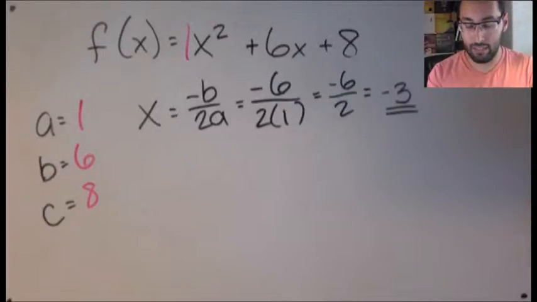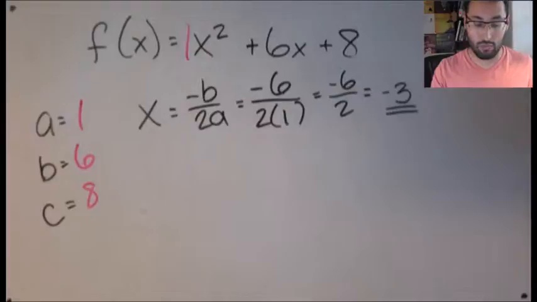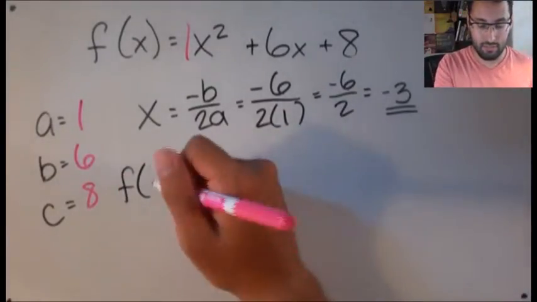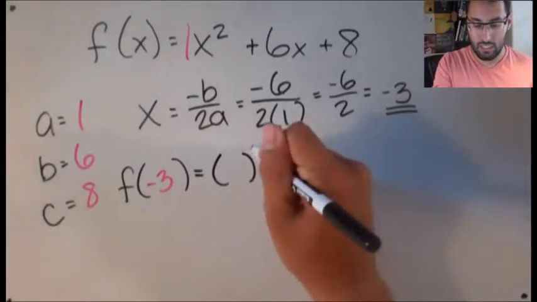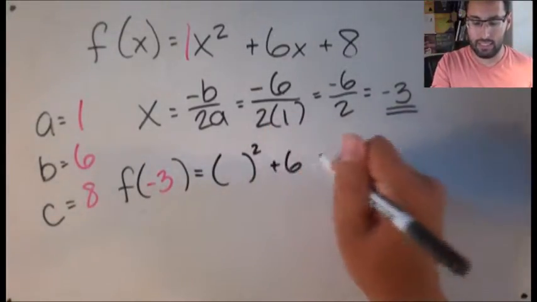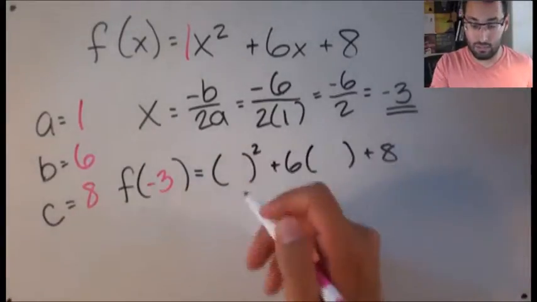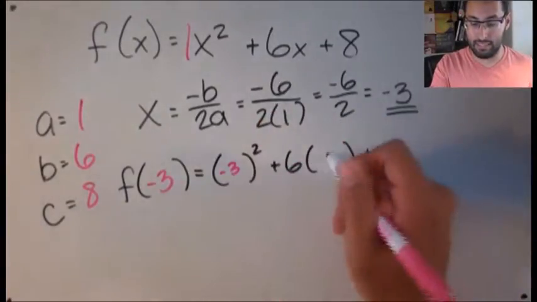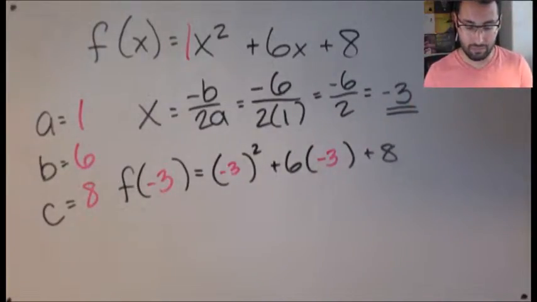Now we have to find the y value. What I do is take this and plug it back into our function. So let's rewrite that. Instead of putting f of x, I'm going to put f of negative 3 equal to, and I'm going to put parentheses wherever I see an x in the original function. So instead of x squared, I want negative 3 squared. Instead of 6 times x, it is 6 times negative 3. And then we just have a positive 8 left over.